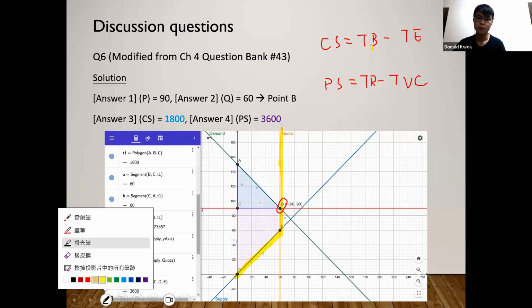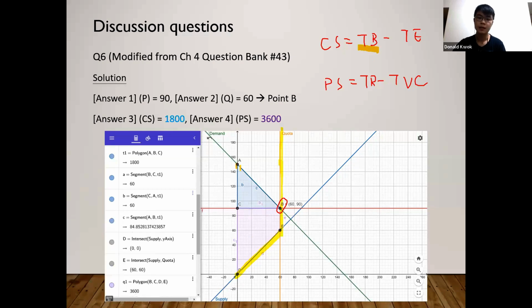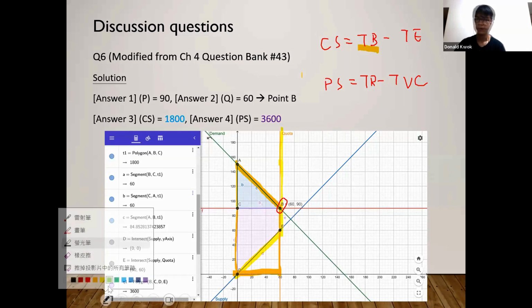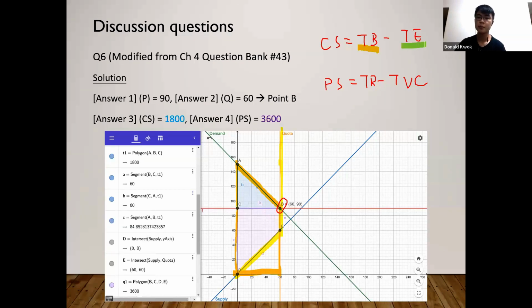Okay, so for total benefit, it will be the area under the demand curve until the market equilibrium point. So this orange trapezium is the total benefit at the market equilibrium point. For the total expenditure, it is the equilibrium price multiplied by the equilibrium quantity. So this green rectangle will be the total expenditure at the market equilibrium point. Okay, so this explains why the consumer surplus is the orange trapezium minus the green rectangle, which is essentially the blue triangle on top here.